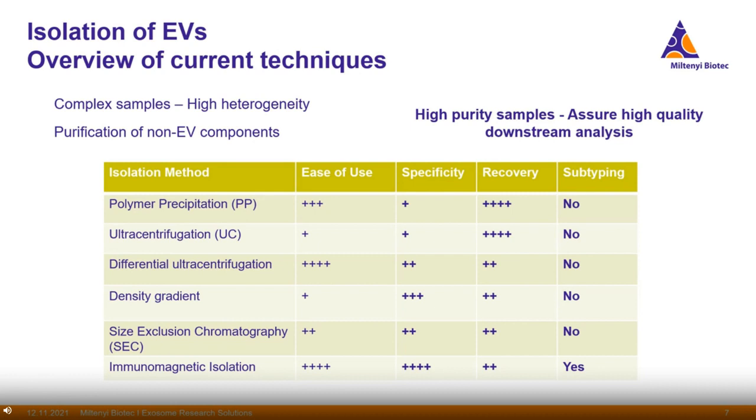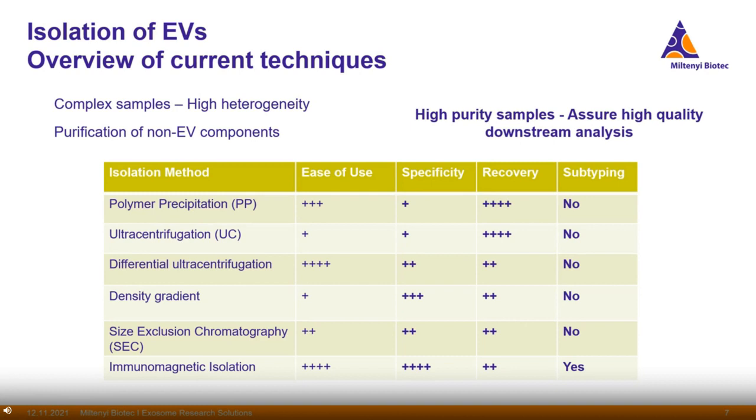One of the requisites is purity. Isolation methods need to assure a high purity and specificity, and this is particularly challenging considering that EBs are highly heterogeneous in size and composition. So in this table, we find the most commonly used methods for exosome isolation or EB isolation. One of the most used methods is ultracentrifugation.